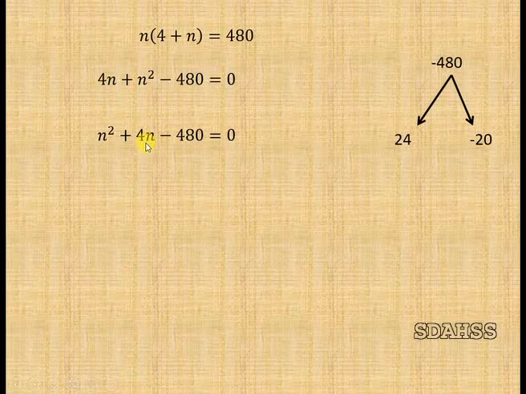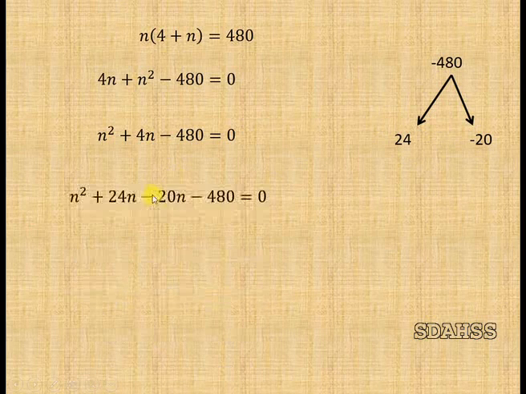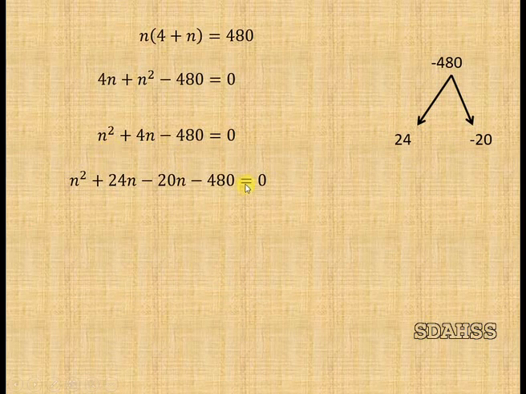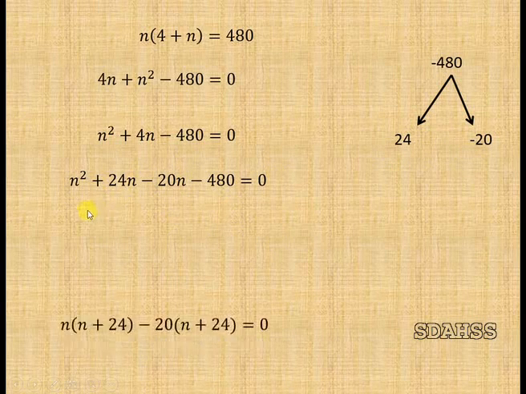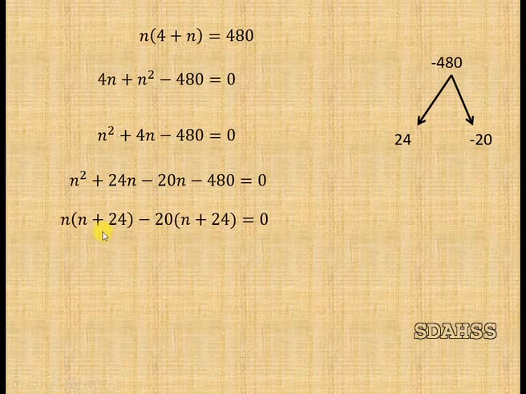Factorize. Here the sum is 4 and the product is minus 480. Minus 480 can be written as 24 into minus 20. If you add, you will get 4. If you multiply, you will get minus 480. Then you keep the first and the last term as it is, and the middle term you write as 24n minus 20n. Here n is common, take it outside, so you have n into n plus 24, minus 20 is common too, so take it outside: minus 20 into n plus 24 is equal to 0.